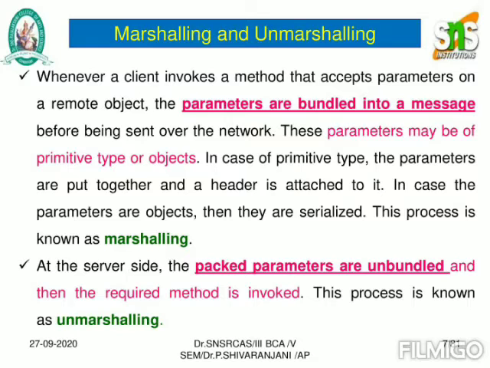So in the marshalling process, the messages are bundled, and after bundling, they are passed over the network. Unmarshalling, on the other hand, takes place on the server side. Here the packet parameters are unbundled, and then a method is required to invoke the particular process. This process is called the unmarshalling process.